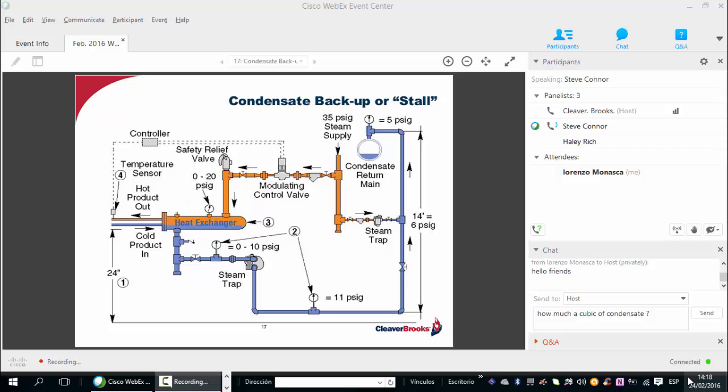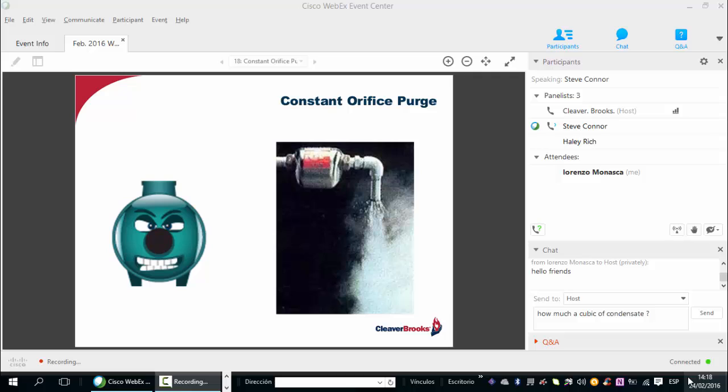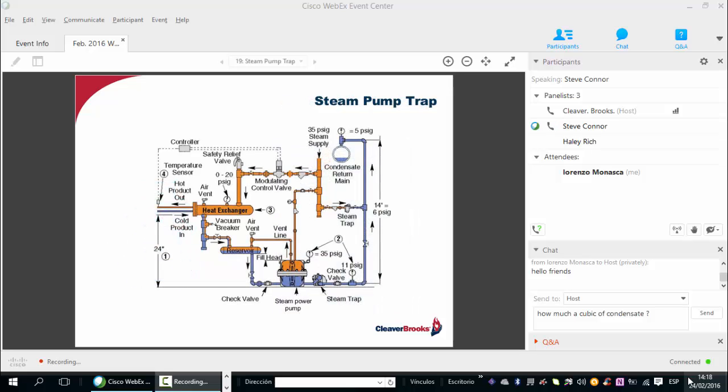So, okay, this happens a lot. What's the remedy for this? Well, one thing that we could do is put a small orifice trap at the bottom of the heat exchanger and continuously purge the condensate to drain. Not very energy efficient, but it works. Or we could install a properly sized steam power pump system, which is nothing more than a large floating thermostatic trap with another steam trap downstream of it.